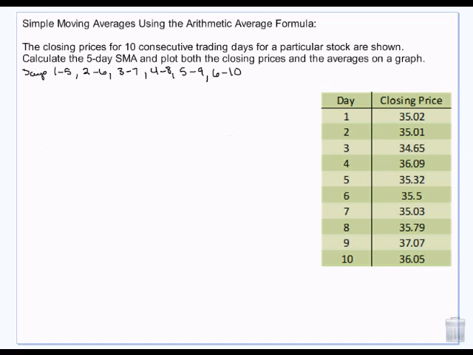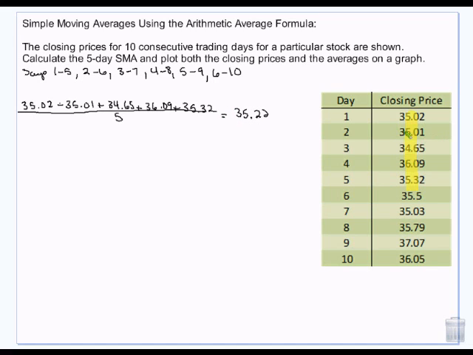Okay, and so to do the average, if I look at the first one, I'm doing the first 5 days. So I'm doing those 5. So 3502 plus 3501 plus 3465 plus 3609 plus 3532. And since I added 5 numbers, I divide by 5. And that gives me the 3522.